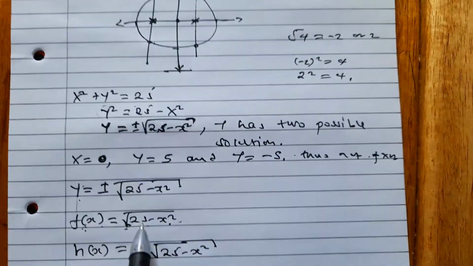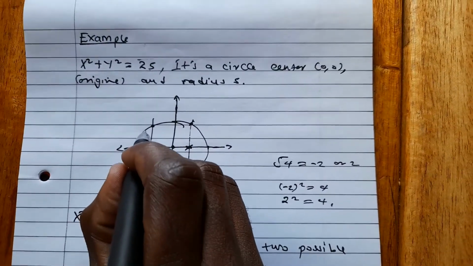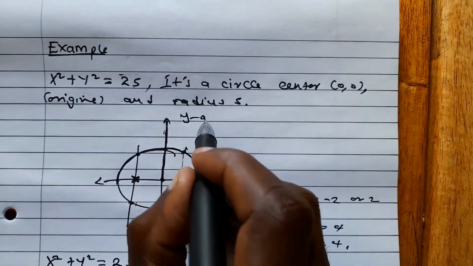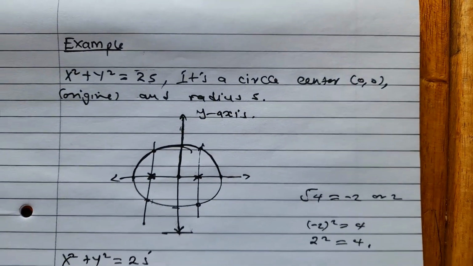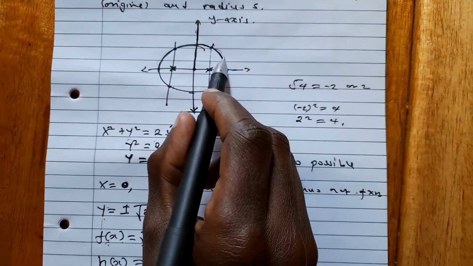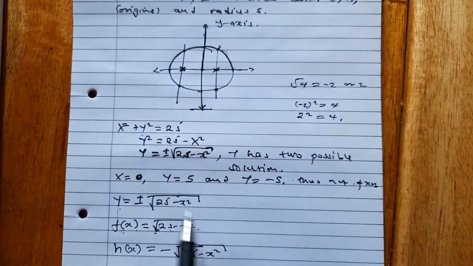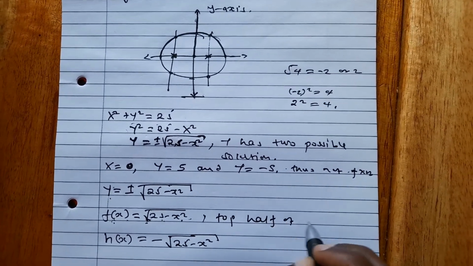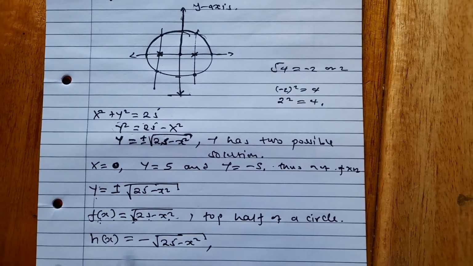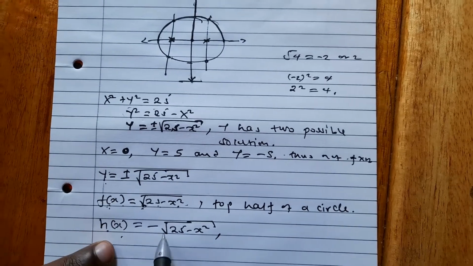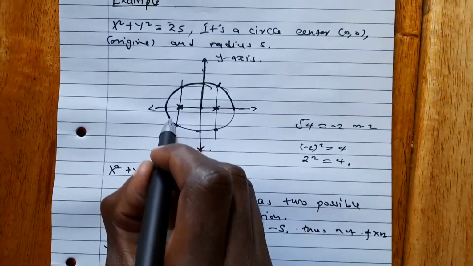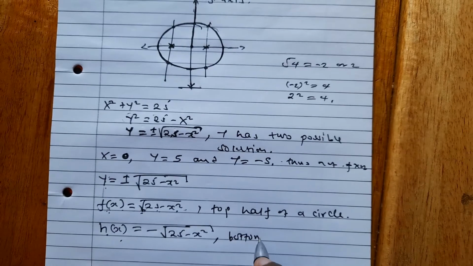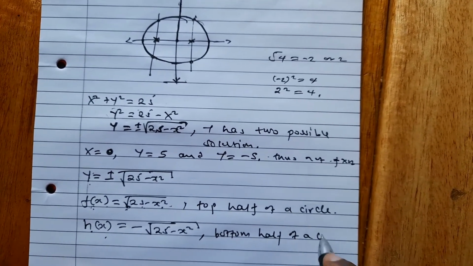If I look at f of x, the positive square root of 25 minus x squared, the output y here is positive. This means that this function is representing the upper half of the circle, where the y-axis is positive. So the first function, f of x, is representing the top half of the circle. And when I look at h of x, you realize the output y is negative, so it is representing the bottom, or rather the lower half of the circle.